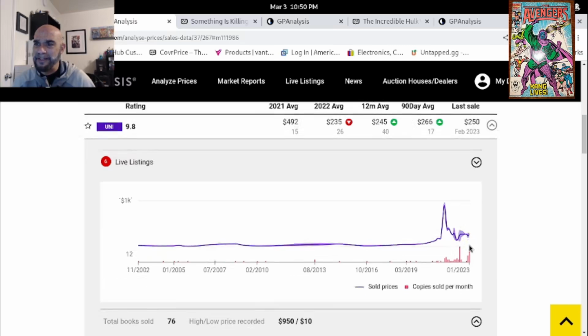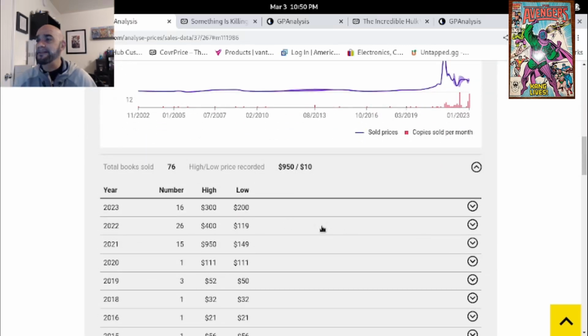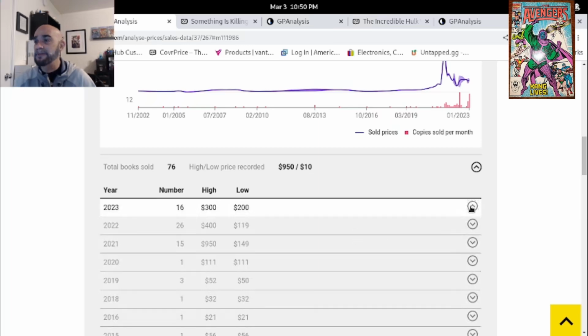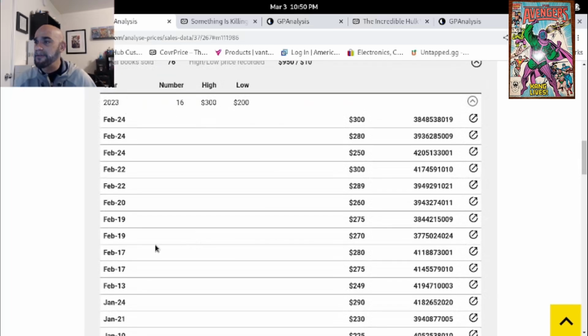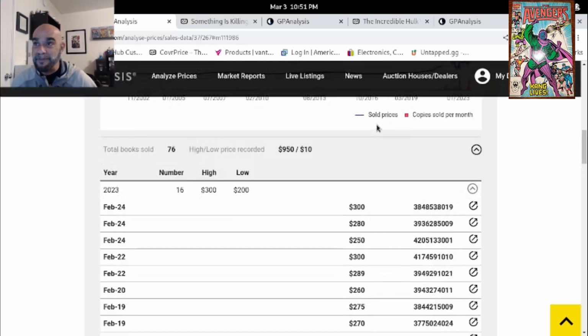It's going to start spiking again. This year alone, we've got 16 copies of the book that sold. And when we look here, we just look for the month of February, you're looking at 11 copies have sold. And as you can see, since the movie released, you're looking at 249, 277, 280, 277, 275, 260, 289, 300, 250, 280, and 300.